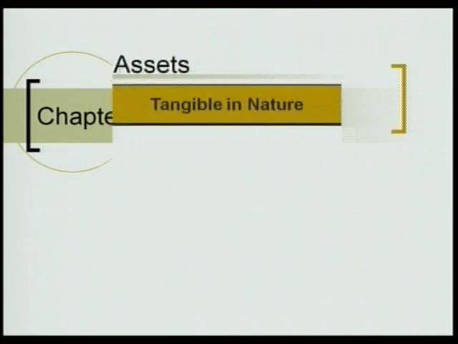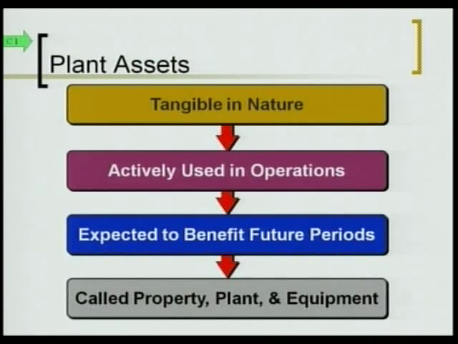What are plant assets? Plant assets are things like buildings and forklifts and a conveyor belt and land and equipment and an automobile, a truck. These things are tangible in nature, which means you can touch them. You can feel them. They are actively used in your operations. You need them to conduct business.